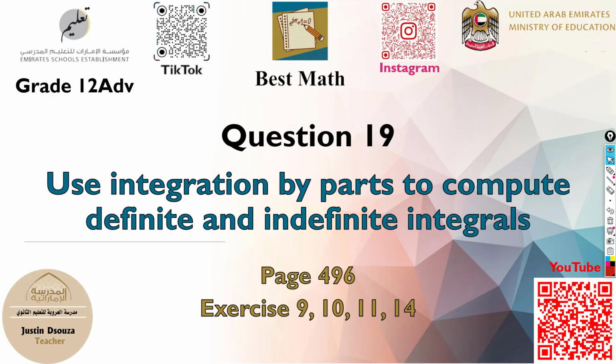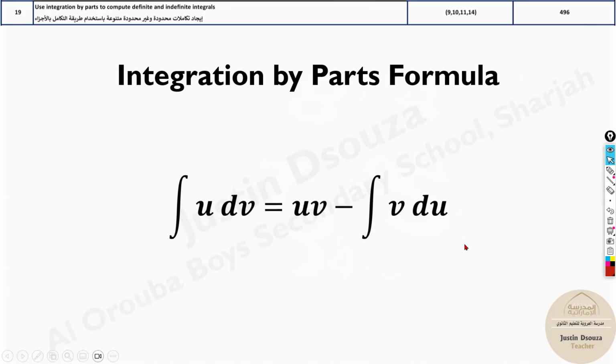Moving on to question number 19, it is to use integration by parts to compute definite and indefinite integrals. This integration by parts is very important. There are some problems which cannot be directly integrated. We don't have formulas, and then we use this. This is given by a formula. It is integral of u dv equals u times v minus integral of v du.